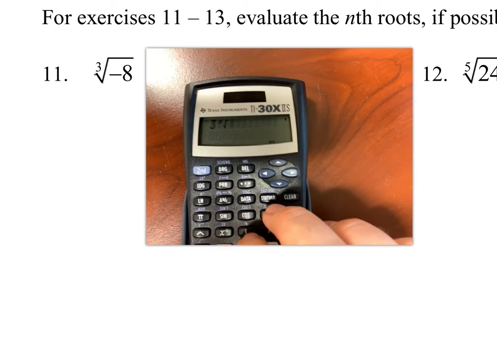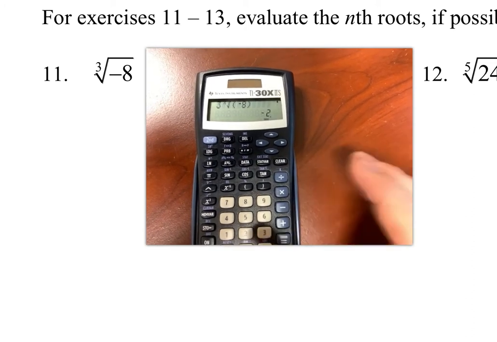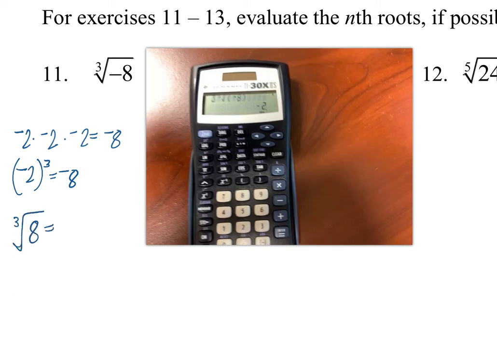Anyway, the third root of negative 8, you get negative 2. So that basically means that negative 2 times negative 2 times negative 2 equals negative 8. And that makes sense because a negative times a negative is a positive, but then that positive times another negative gives you that negative 8. It could also be thought of as negative 2 cubed equals negative 8. But again, the cubed root of negative 8, our answer for this one is negative 2.